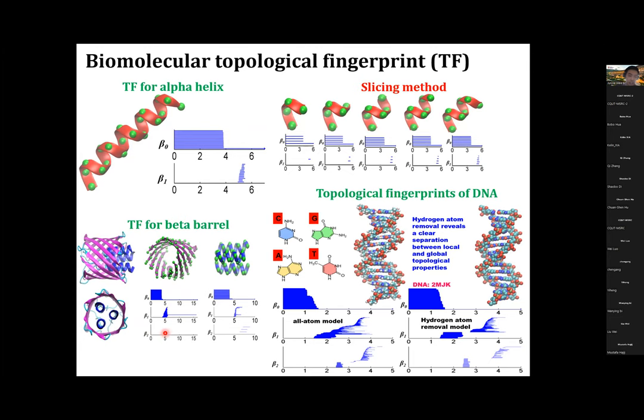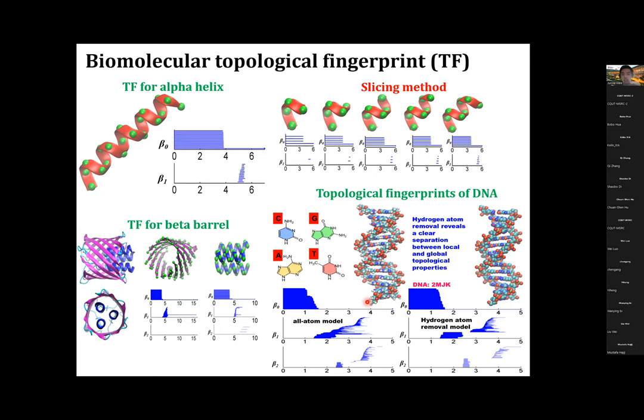And for this DNA structure, we actually have this double helical structure here. Some of these A, T, G, C are sugar structures or amino acids. They are small little compounds within each of these helical structures, which are local topological properties that will appear in this topological fingerprint. And then some of these connections between these two helical structures are global connection properties.